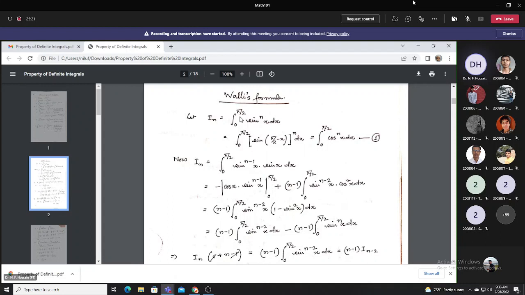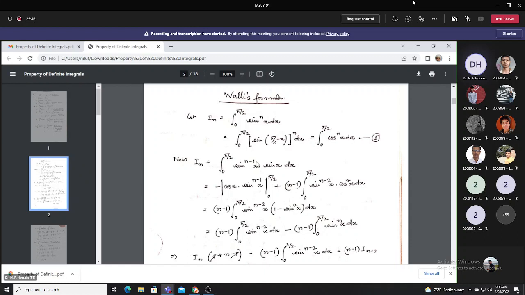So according to property number 4, it will be equal to integral 0 to pi by 2 of sine of (pi by 2 minus x) whole to the power n, and sine of (pi by 2 minus x) actually gives you cos x. So ultimately cos to the power n x. So here we see that this definite integral 0 to pi by 2 sine to the power n x dx equals integral 0 to pi by 2 cos to the power n x dx.